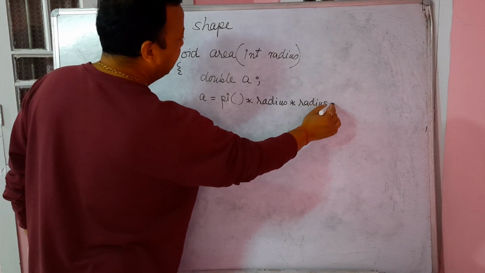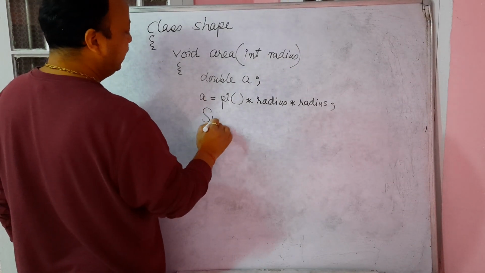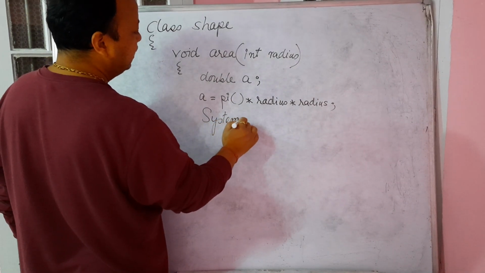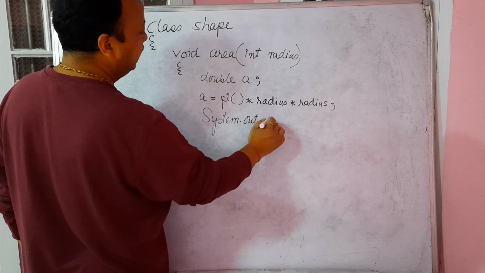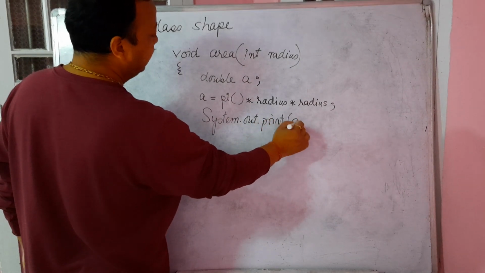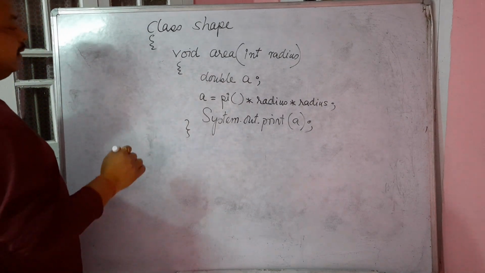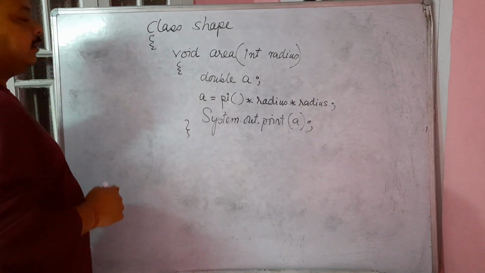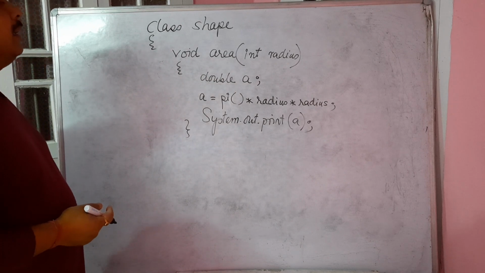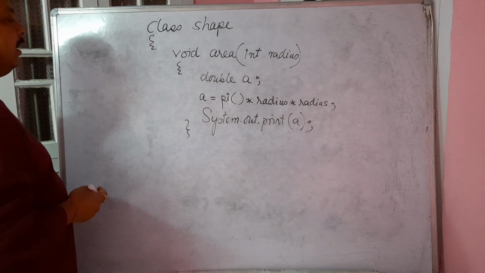So this is exactly how you are going to do it, and also display System.out.print A. So this will display what is the area of the circle. Now remember, I told you that one more step, step 2, specifies or supplies the value of pi.